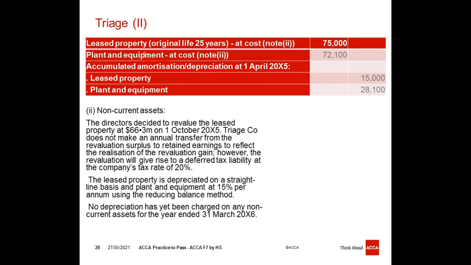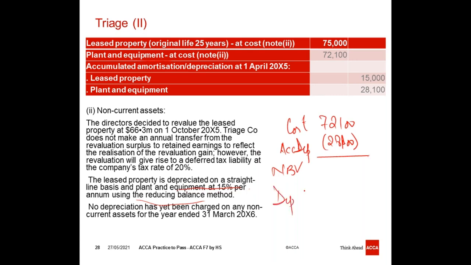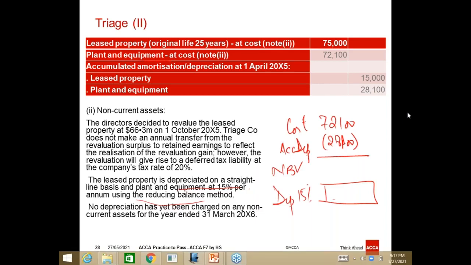Like the plant is having a cost of 72,100. Its accumulated depreciation is 28,100. That's my net book value. And it says that the plant and equipment will be depreciated at 15% using the reducing value method. So you simply need to apply 15%, and then your depreciation is here.